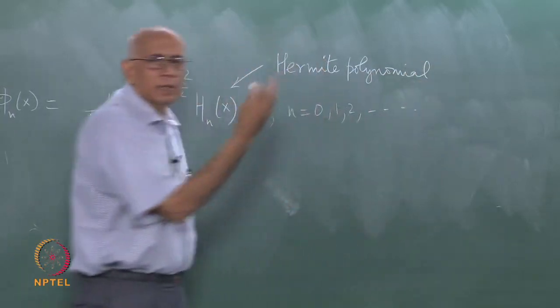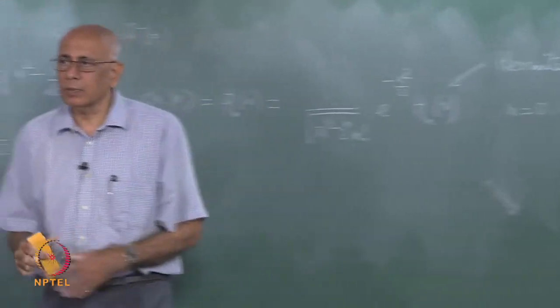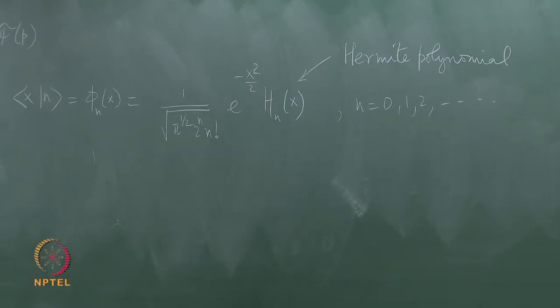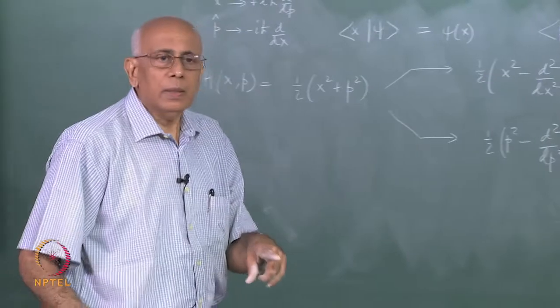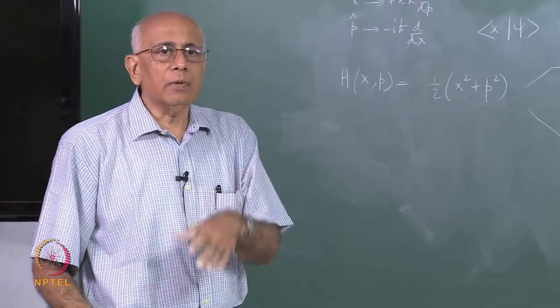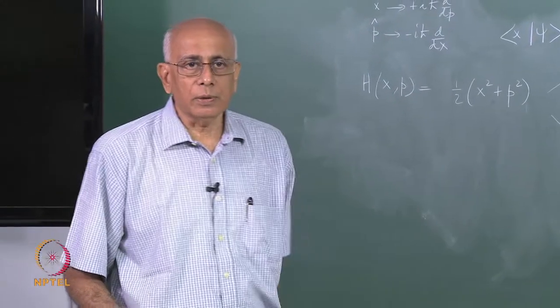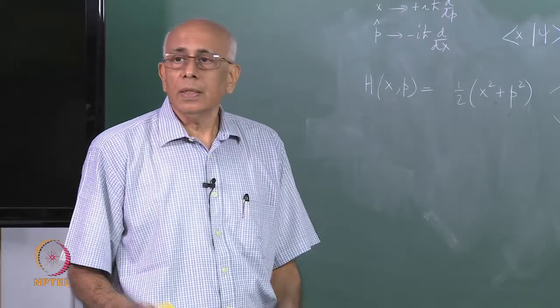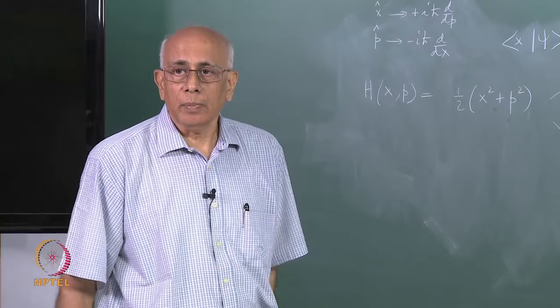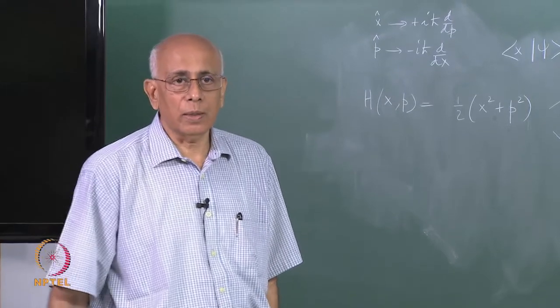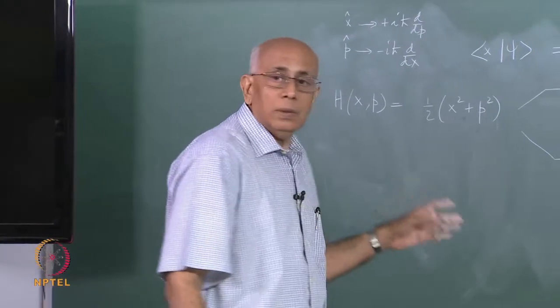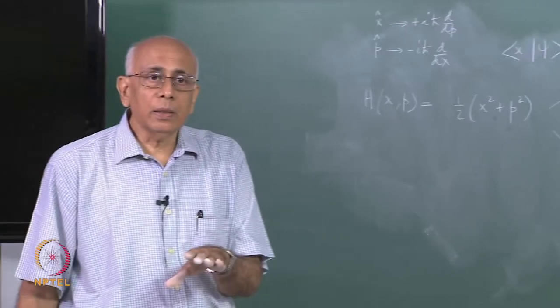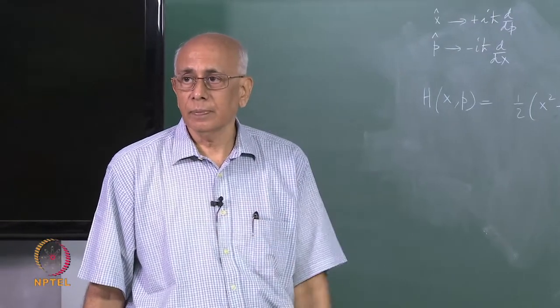It satisfies a certain second order differential equation, and Hn of x has the property that when n is even, it is an even function, and when n is odd, it is an odd function. This is because the Hamiltonian is invariant under x goes to minus x, under parity. It commutes with the parity operator. Therefore, this Hamiltonian and the parity operator share eigenstates.